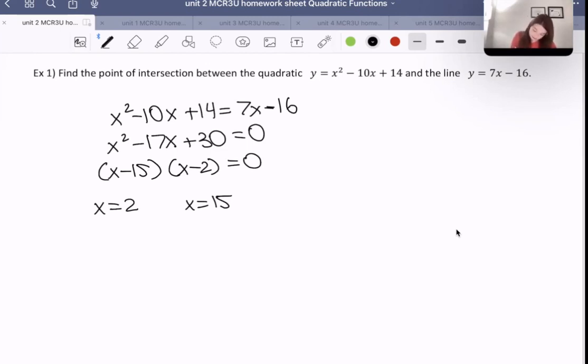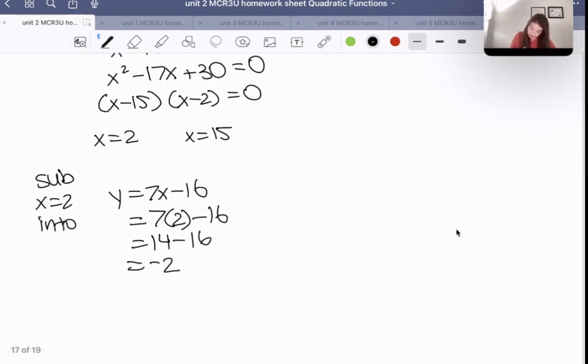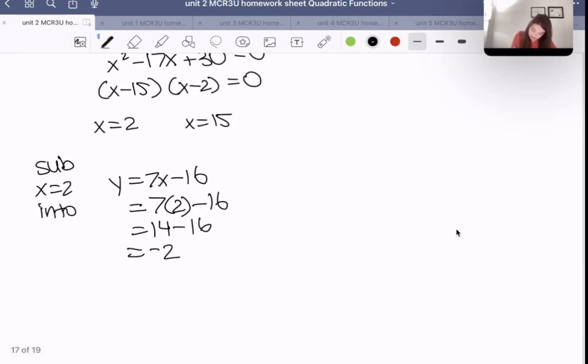So I'm going to sub x equals 2 into the line, which is y equals 7x minus 16. So that's 7 times 2 minus 16, which is 14 minus 16, which is negative 2. So therefore, one of the points is 2, negative 2, right? We have x equals 2, y equals negative 2.